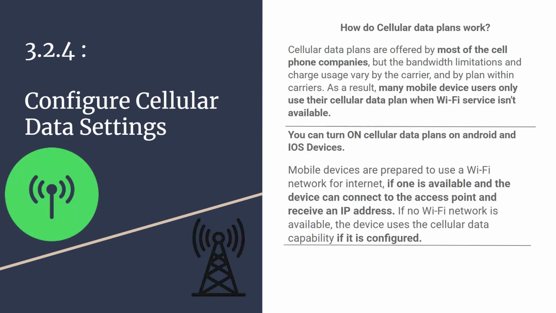How do cellular data plans work? Cellular data plans are offered by most cell phone companies, but their bandwidth limitations and usage charges vary by carrier and by plan within carriers. As a result, many mobile device users only use their cellular data plan when Wi-Fi service isn't available. You can turn on cellular data plans on Android and iOS devices. Mobile devices are prepared to use a Wi-Fi network for internet if one is available and the device can connect to the access point and receive an IP address. If no Wi-Fi network is available, the device uses cellular data capability if it is configured.